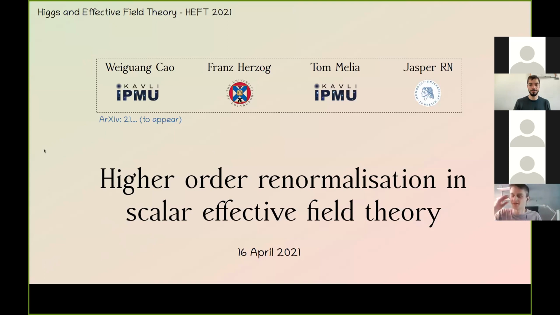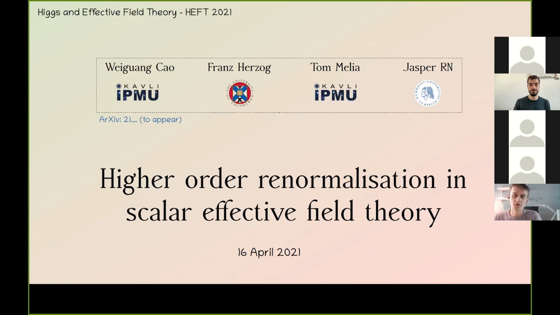So thank you to all the organizers for giving me this opportunity to talk about our work. This is work in collaboration with Weiguang, Franz, and Tom, and we hope to publish about it as soon as we can. So what we set out to do is renormalize the scalar effective field theory at higher order.